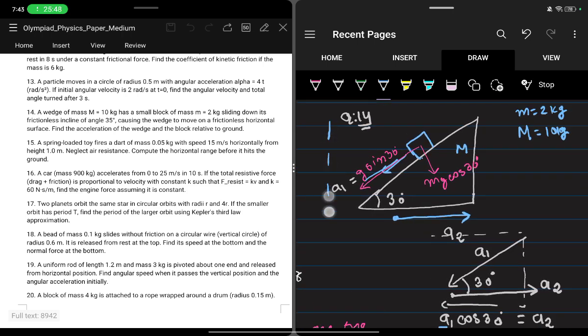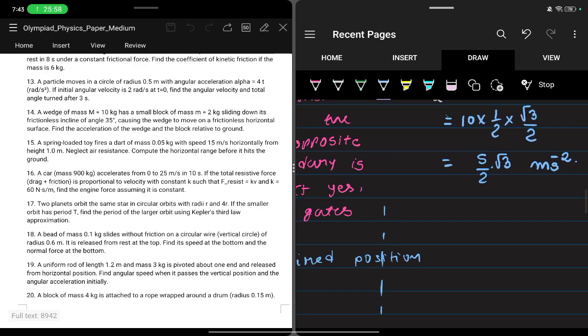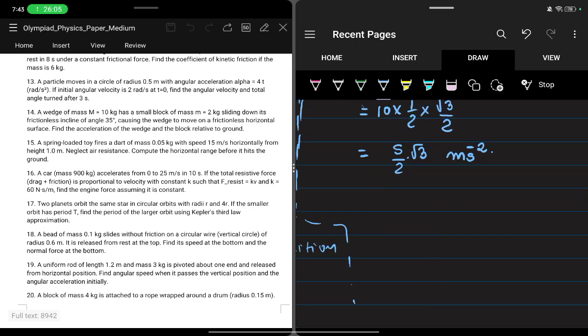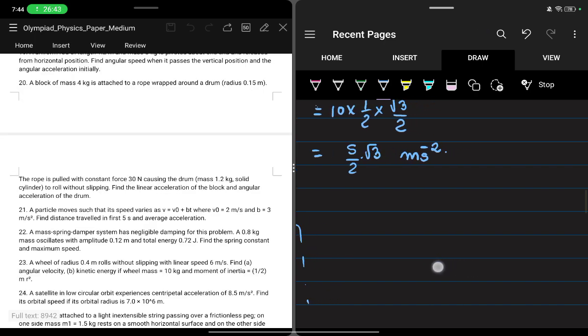Okay, this was a bit harder question. Good, happy. Okay. Next question. Kepler law is not another thing. Let's do question number 20.